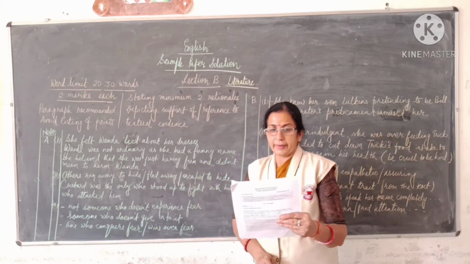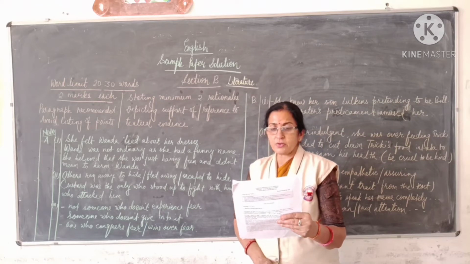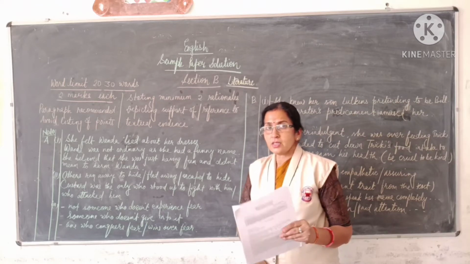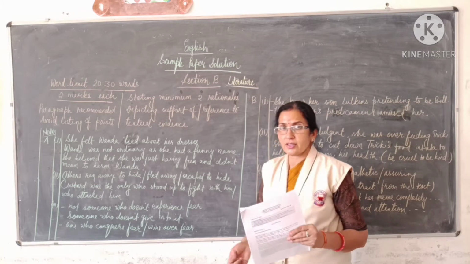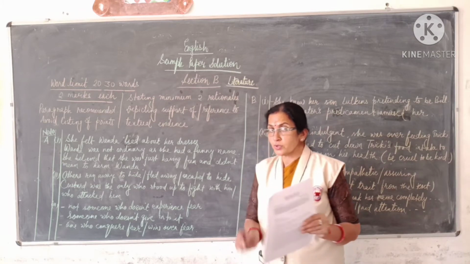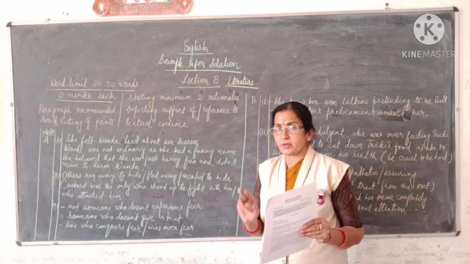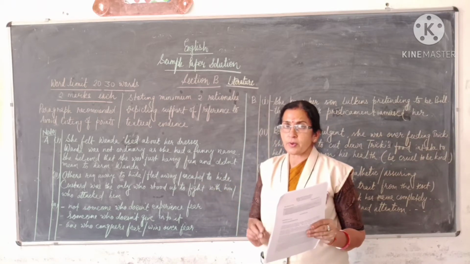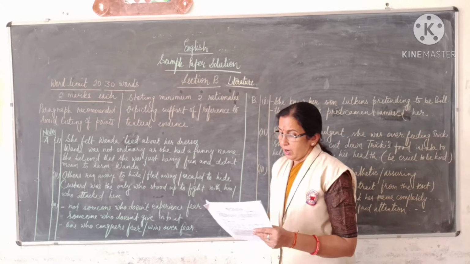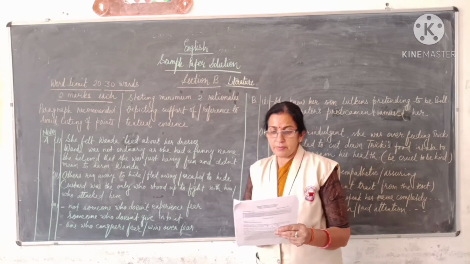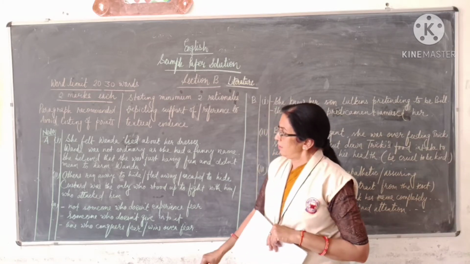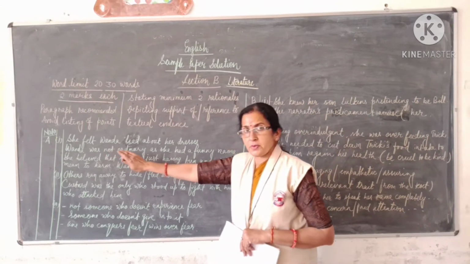The question is, how did Peggy justify her cruel behavior towards Wanda? This is The Hundred Dresses. I think you remember the chapter. You have 2 chapters, The Hundred Dresses I and The Hundred Dresses II, chapters number 5 and 6 in your First Flight. So, how did Peggy justify her cruel behavior towards Wanda? 2 rationales you have to put.